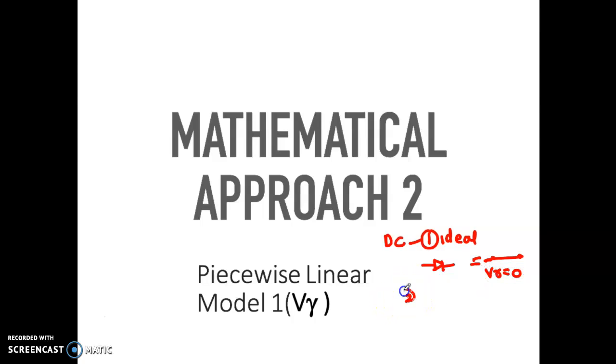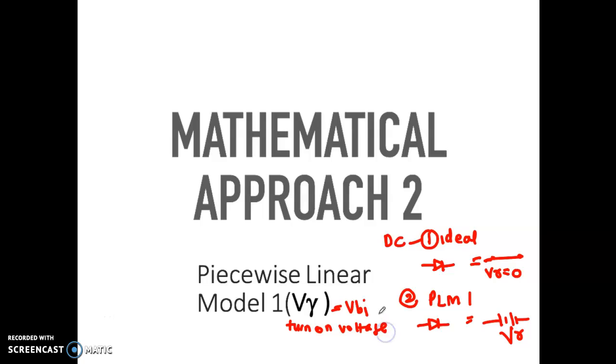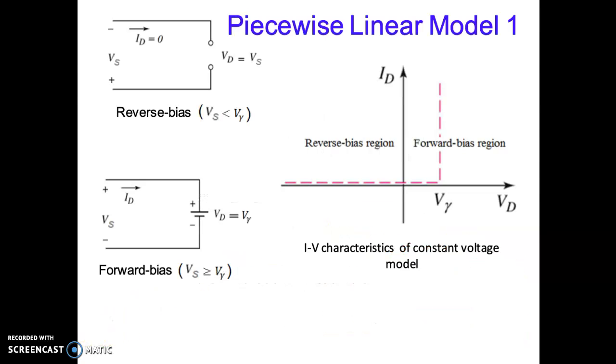Now we move to the second model, which we call the piecewise linear model 1, or PLM1. You're going to replace your diode, at the forward bias, with what we call V gamma. What is V gamma here? V gamma is the VBI from the previous chapter: the minimum energy required to pass the barrier, or the turn on voltage of a diode. Why do we need to do DC analysis? Because a diode is an active device, and we need to make sure the diode turns on.